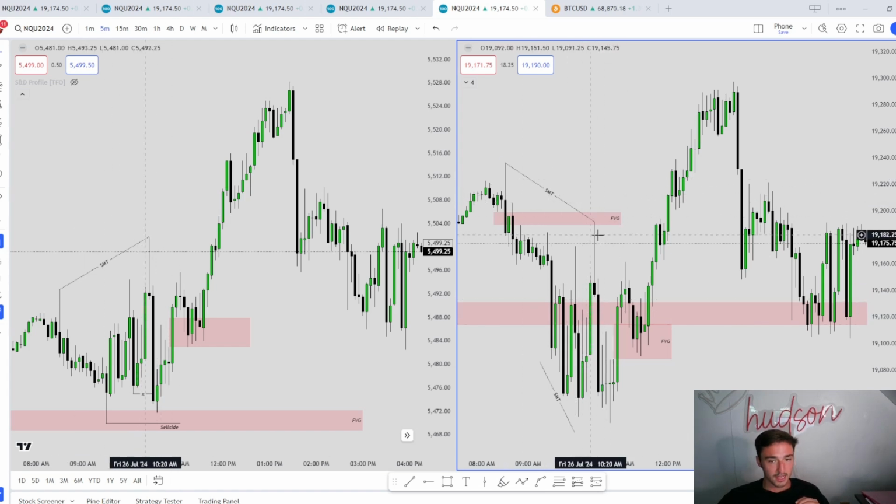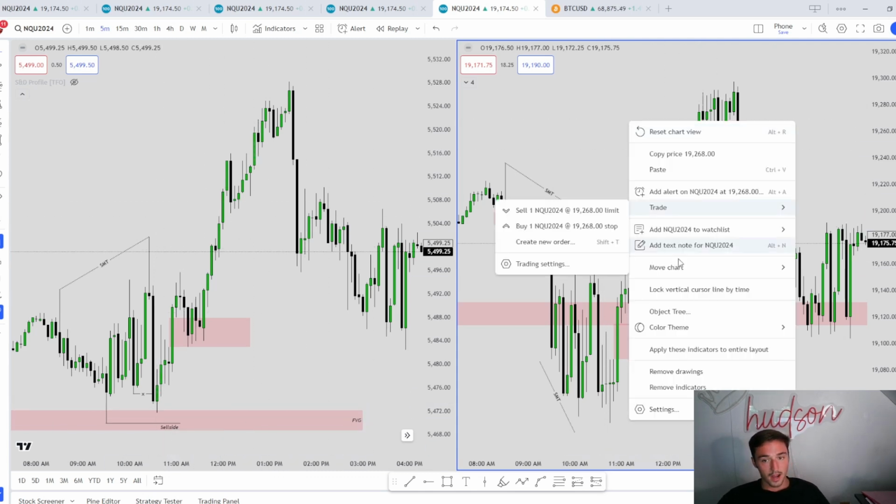We form that SMT inside of a higher time frame PD array, deliver lower, back down to this low, still inside of that hourly fair value gap, and then we deliver higher. Notice ES tapped right back into that fair value gap and then went higher.